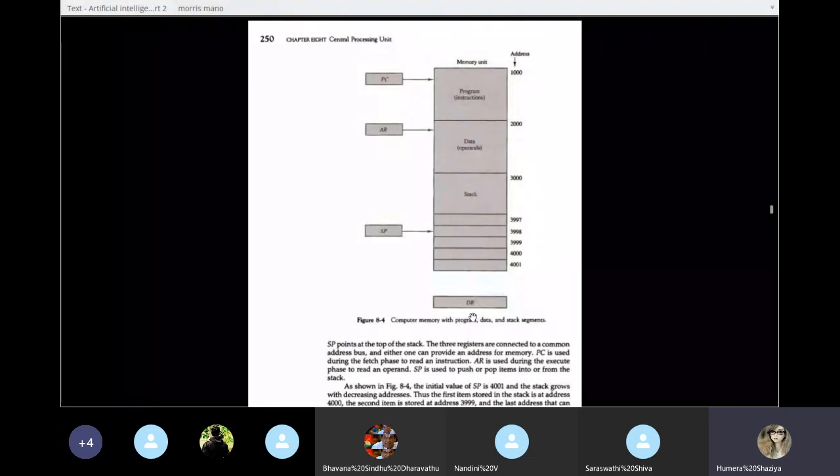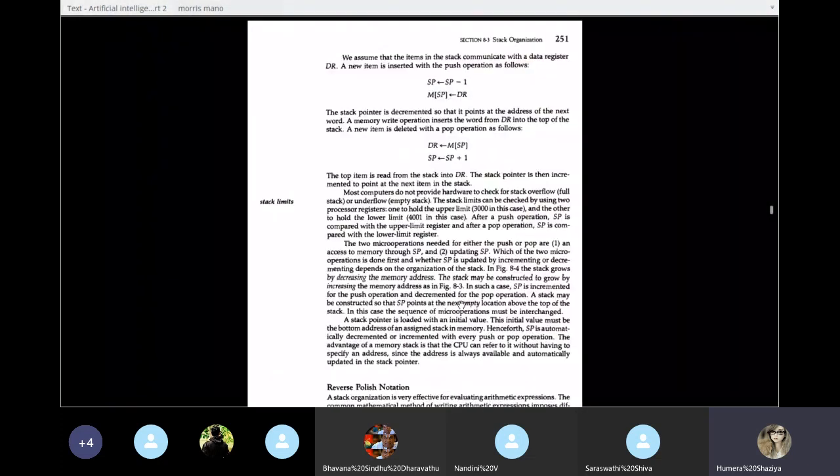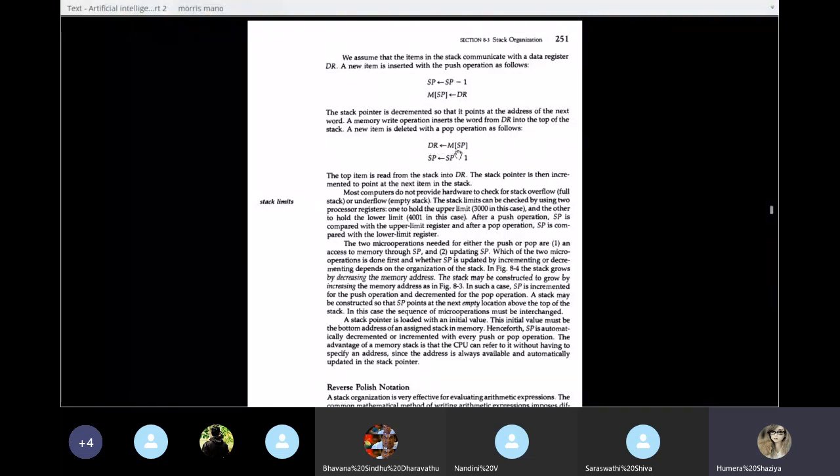And this is your data register. What is a data register? It is a processor register which will hold the operand. Next, when you are transferring the contents of DR into the stack, and here you are transferring the stack content into DR. So this is like reading from the stack, and this is writing to the stack. This is writing to the stack, and this is reading from the stack.